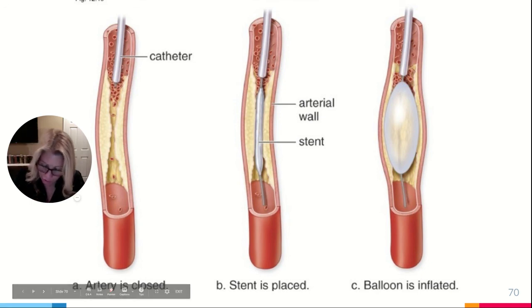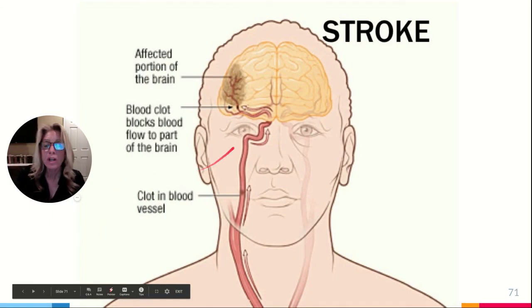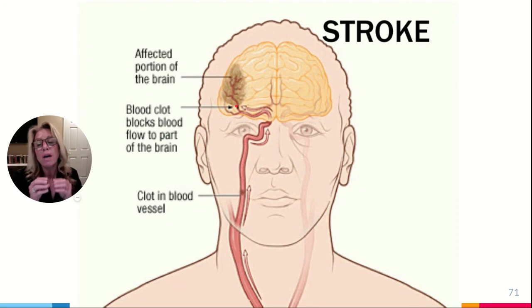So atherosclerosis is plaque buildup on arterial walls. Now, what else can happen? Well, you could have a clot build up inside a blood vessel. You could have a blocked or damaged blood vessel, and then a portion of your brain does not receive oxygen. That part of your brain will die. And when part of your brain dies, that is called a stroke. So a stroke is when a portion of the brain dies due to a blood clot or a vessel burst.